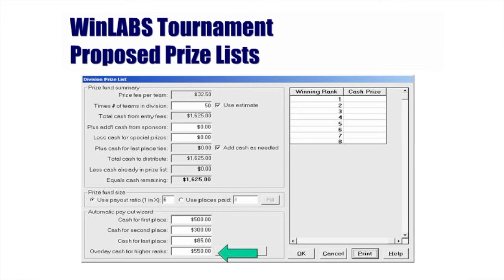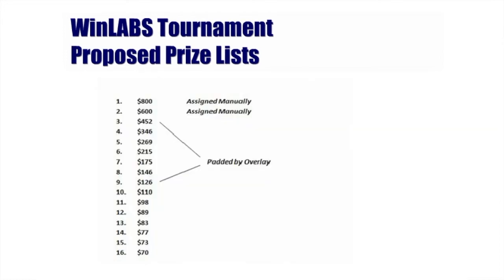This is not as easy to explain. Maybe a picture would help. As you can see, on the sample prize list, the first and second places were assigned manually. Last place was also provided manually. Places 3 through about 9 or 10 were padded by the amount in the overlay. The overlay portion always starts with third place and will continue down to about 25 to 30% of your list. This padding also allows you to make the payout less linear.